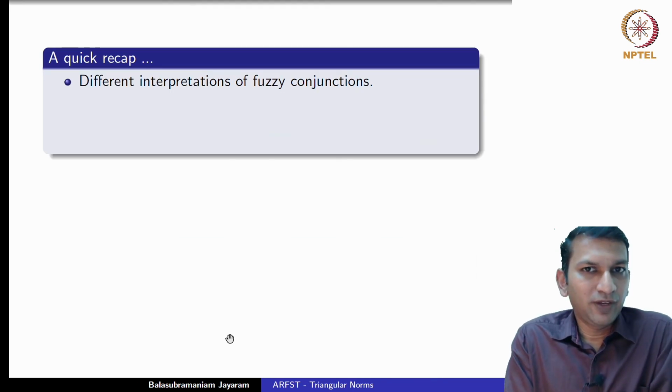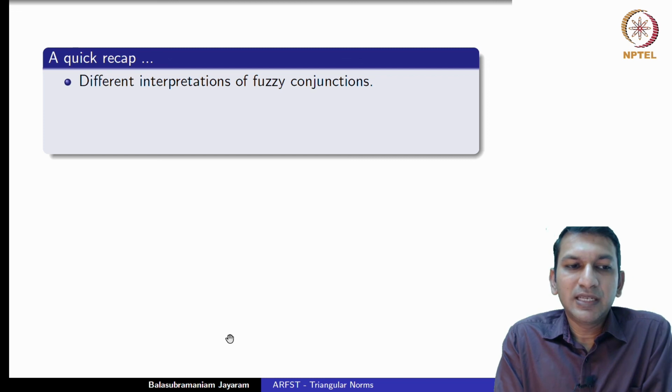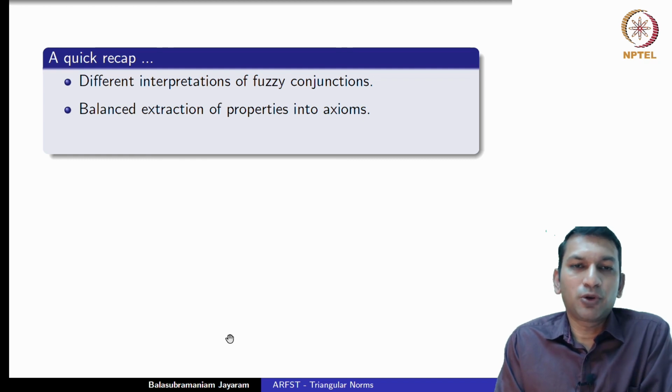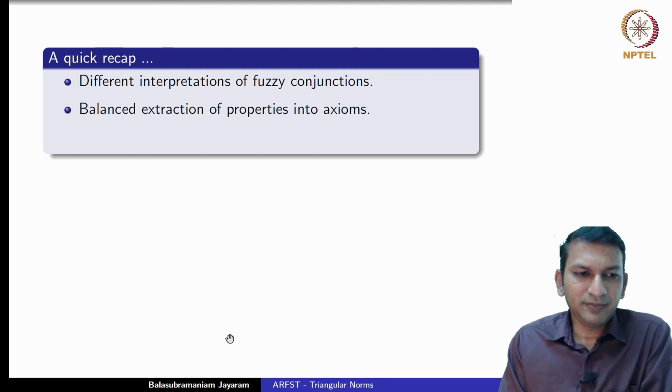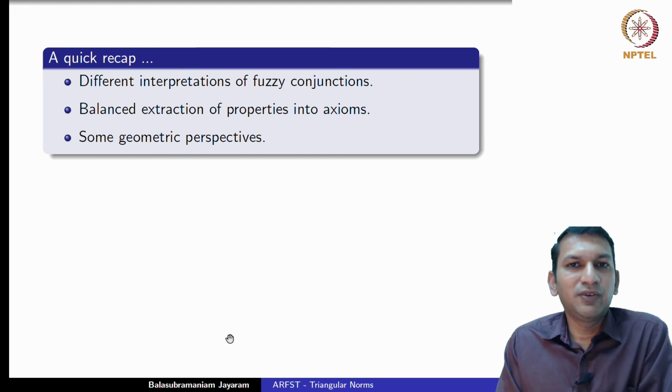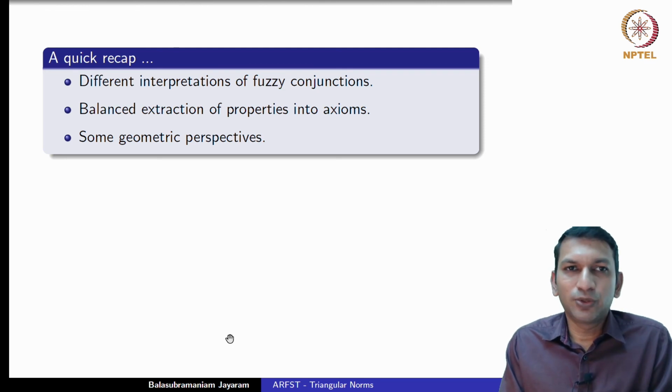A quick recap of what we have seen in this lecture. We had seen different interpretations of fuzzy conjunctions. What we have done is a balanced extraction of properties into axioms. As we have seen, we did not ask for continuity, we did not ask for idempotence. Also, we did not just ask for the boundary conditions, instead we asked for 1 to be the identity. And the boundary conditions are automatically satisfied because we had 1 to be the identity and also because of the monotonicity condition. Finally, we have seen some geometric perspectives, some visual illustrations, because it's always good to have a visual idea of how these functions look like and what these properties mean visually.